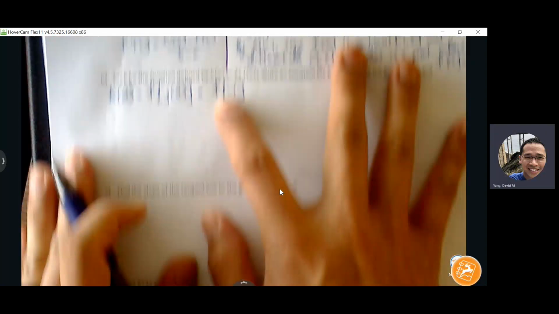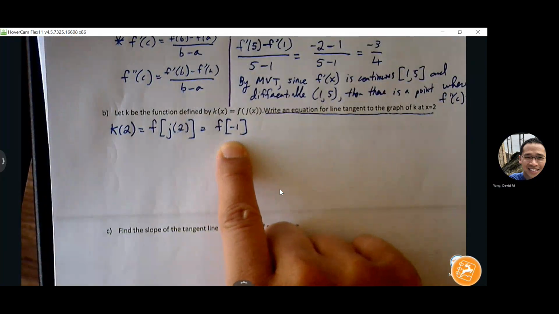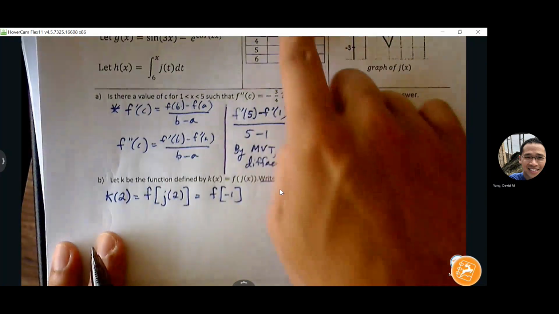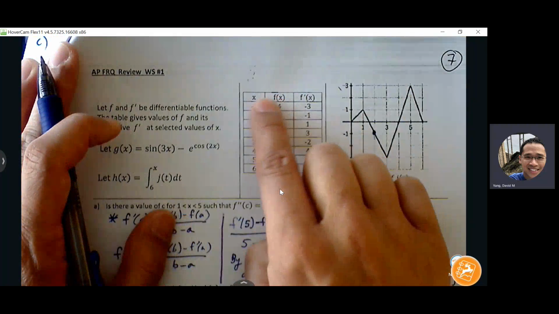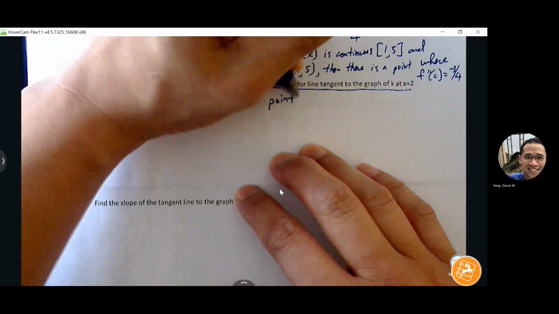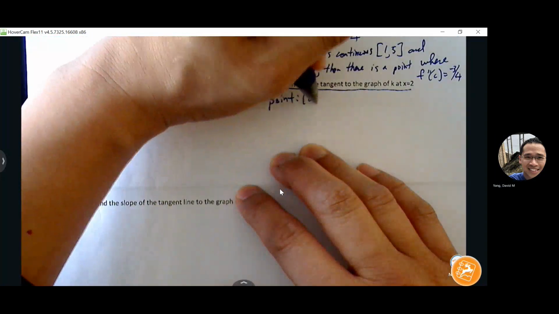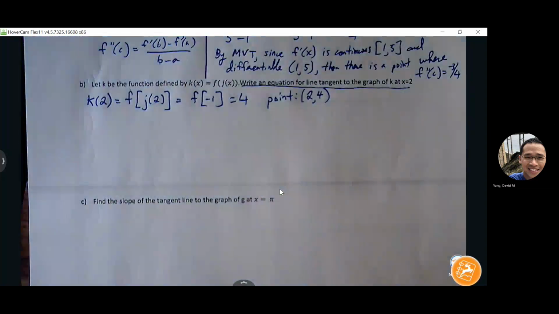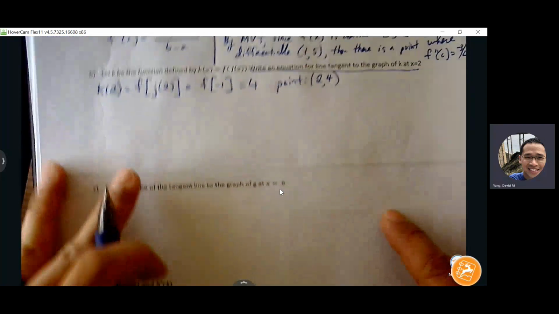So now we can move on to the f graph. What's f of -1? 4. Yeah, f of -1 over here is 4. Okay, so we have our ordered pair. Our point is at 2, 4. Okay, so that's the easier part.